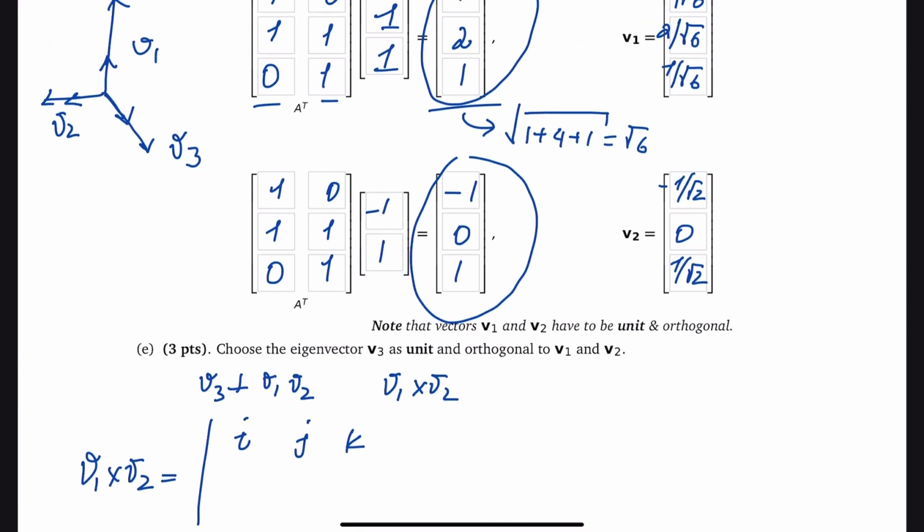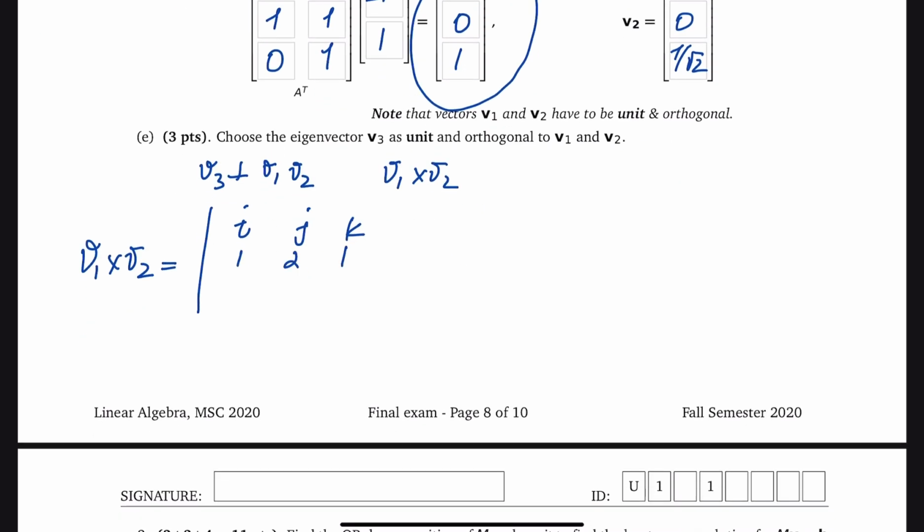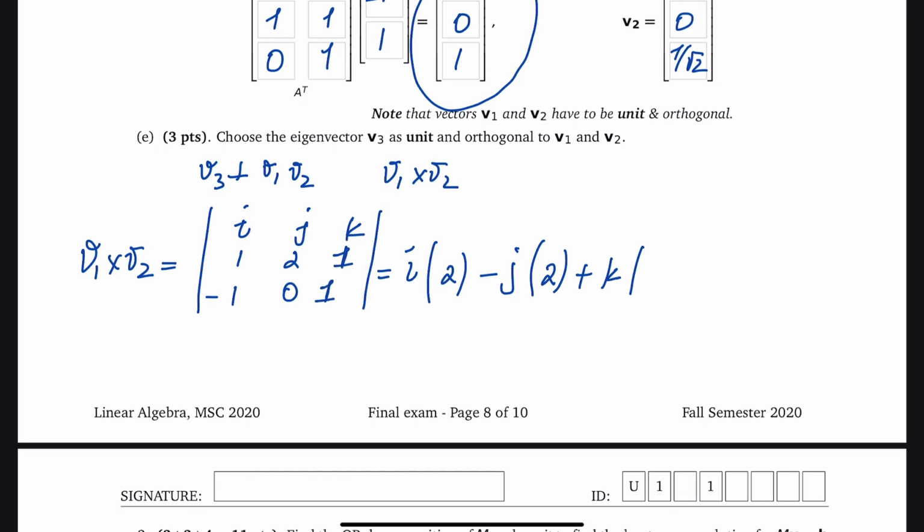I'm going to use these two vectors. It's going to be 1, 2, 1, minus 1, 0, 1. So the determinant of this matrix is going to be i times the determinant of the rest, which is going to be equal to 2, right? So minus j times the determinant of the matrix which is left, which is going to be 1 plus 2, so it's going to be 2, plus k times the determinant of the matrix when we eliminate the first row and the third column, which is going to be 2. So the vector V3 is going to be 2, minus 2, and 2.